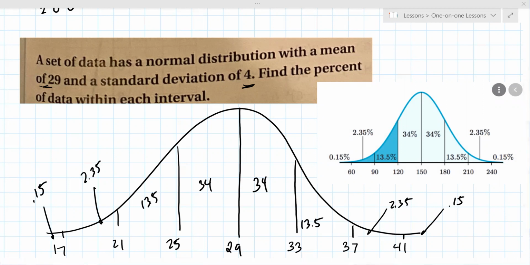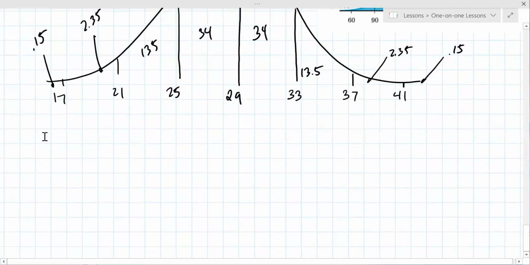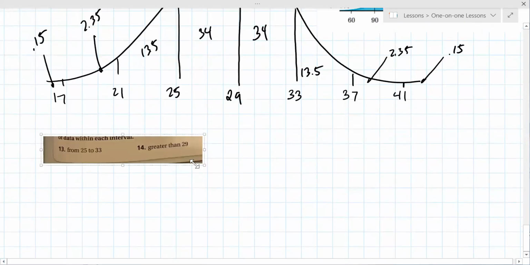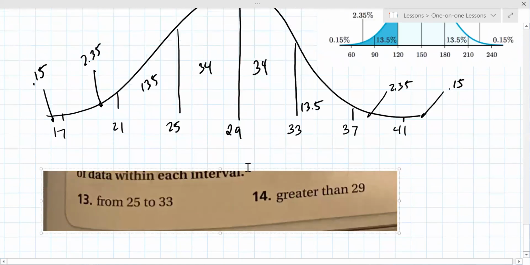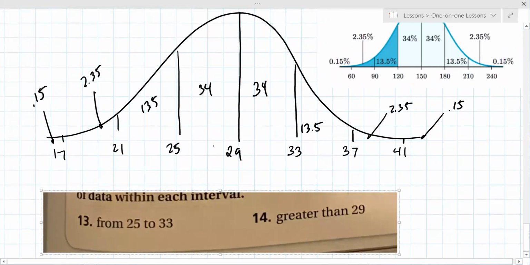If you don't have this, you're not sure what to do next. Because at this point, when you get the question, you're just adding up windows or intervals here. So from 25 to 33 is these two intervals. So that's 34 plus 34. That's 68%.